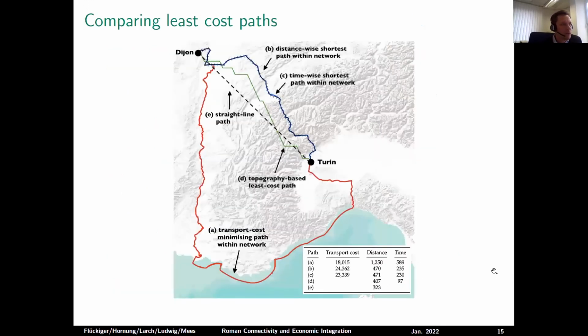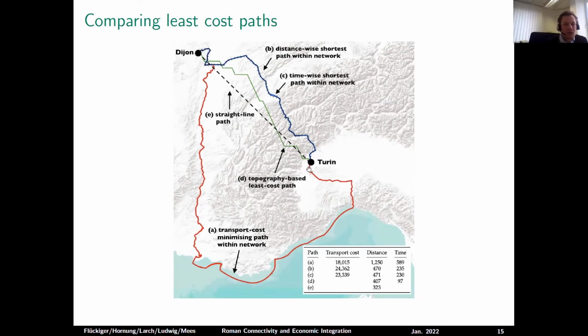To give you an idea of what these least cost paths are, let me show you this map of different least cost paths that we could look at. So this is an example of the connection between Turin and Dijon. Maybe let's start with the geographic distance. That's the standard thing to look at. This would be the distance as the crow flies, the dashed black line. Obviously, you cannot travel that, but this is certainly a measure of distance that we're all aware of. And then we have different least cost paths that we calculate.